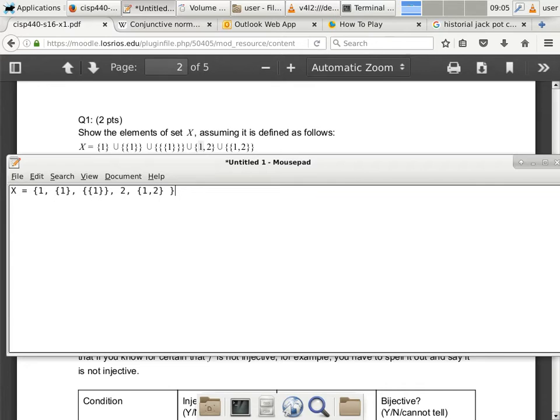The answer is you have a set of 5 elements. The first element of X is 1. The second element itself is a set, a set of 1 as an element. The third one is a set of 1 as an element. The fourth one is 2 by itself, and then the last one is a set of 1, 2, and that entire set is an element of X.